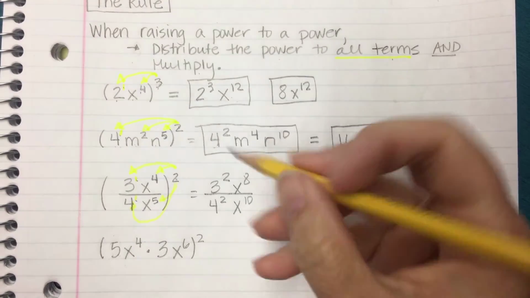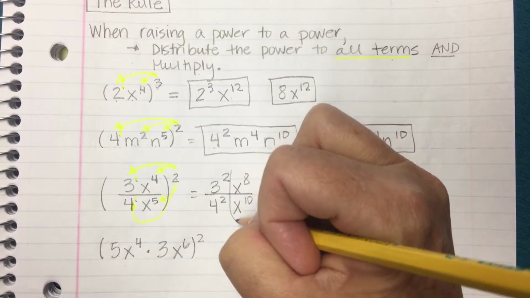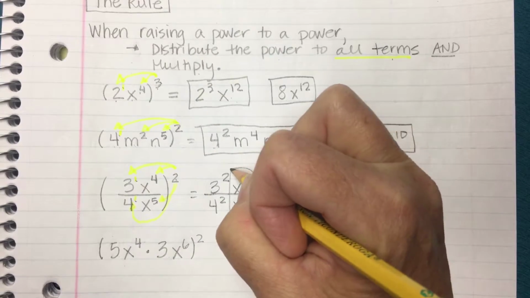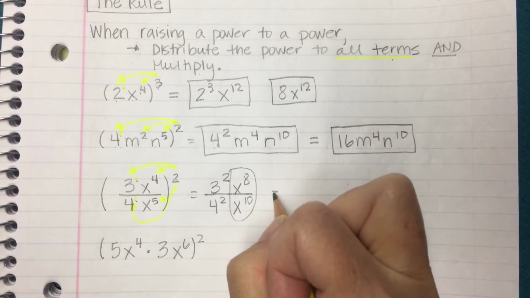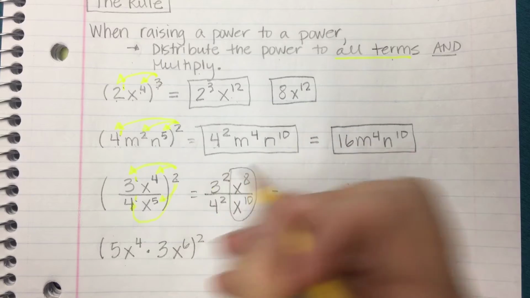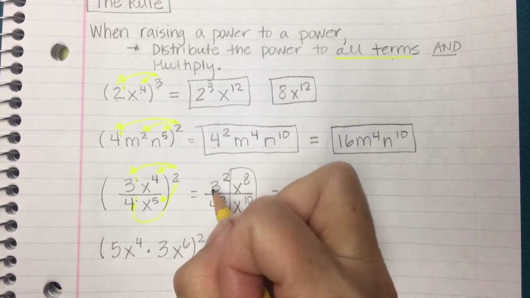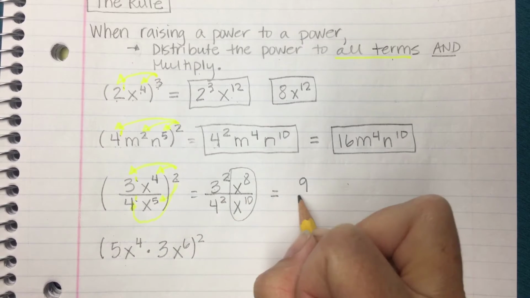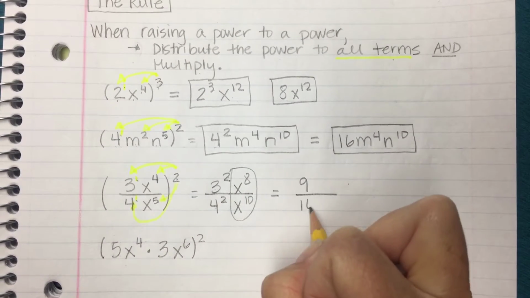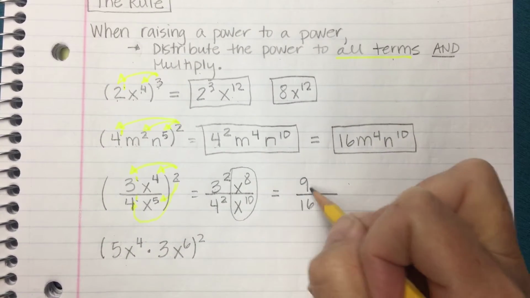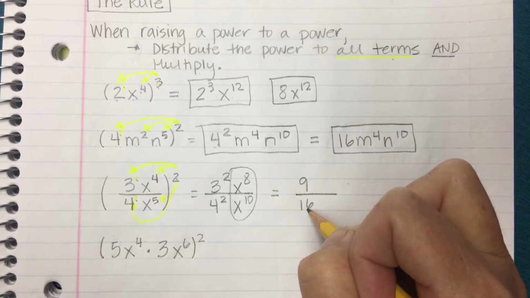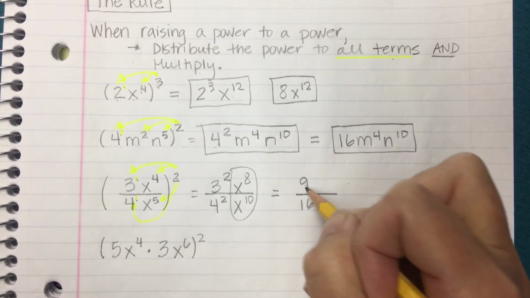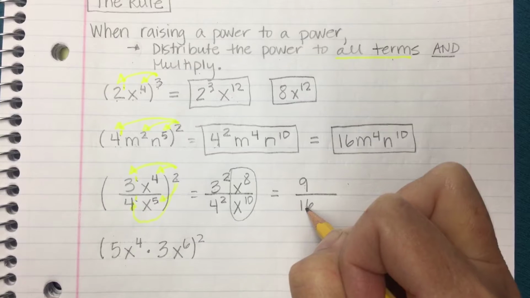So notice that I can actually do this division problem right here. So I'm going to just do that one first. So I have 3 to the second. 3 to the second is actually 9. 4 to the second is 16. I can't simplify those. 9 and 16 do not have any common factors, so I actually leave that as 9/16.